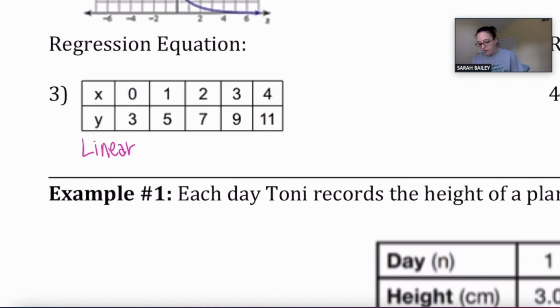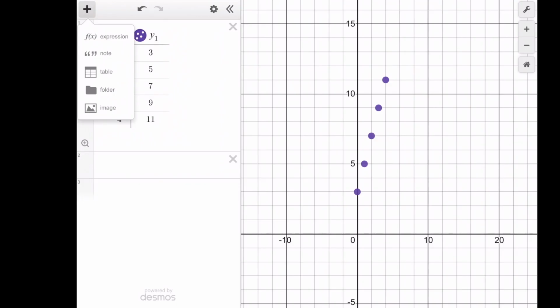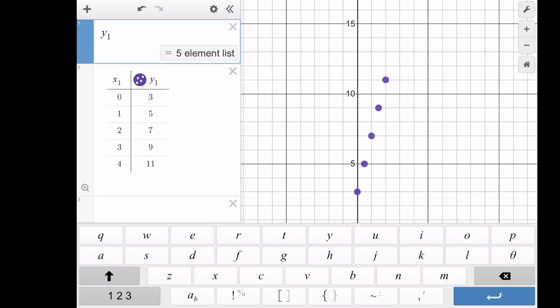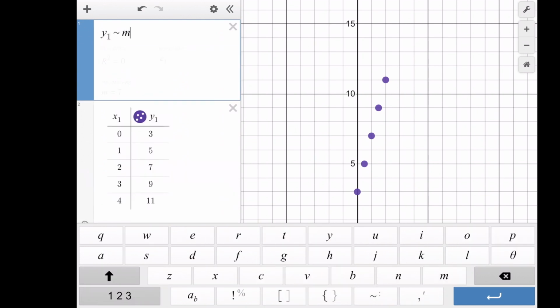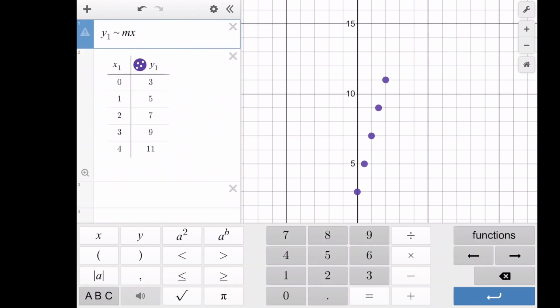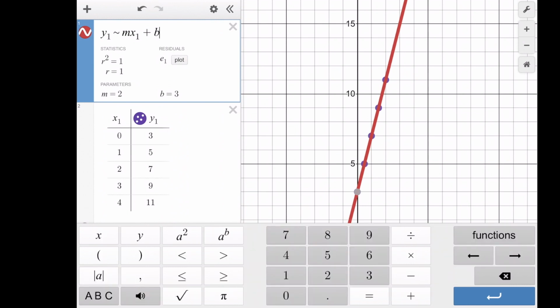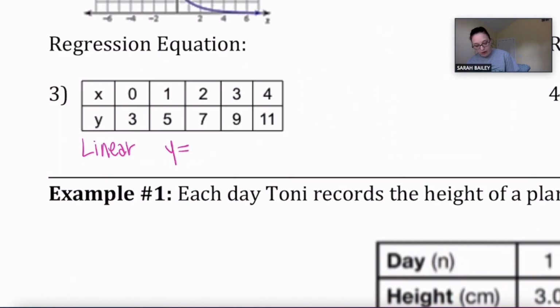And I'm going to come up with my regression equation. Remember, I'm going to hit the plus sign, f of x, and this is going to be y sub 1, because this equals mx plus b, but we want that squiggly, mx sub 1 plus b. Okay, and so our linear regression equation, I'm going to write that down now. It's going to be y equals m, so 2x plus b, which is 3.